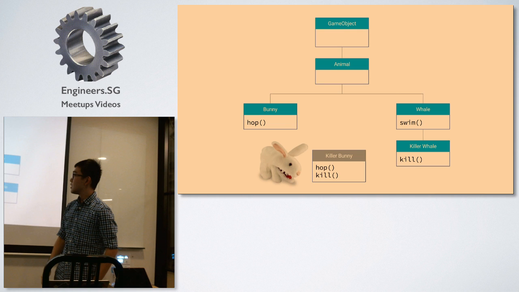First is the diamond problem. So we've seen a bit of this in the previous slide, but the idea is, let's say B and C override some method in class A. So these are classes. So B and C override some method in class A, and then D comes along, again the killer bunny perhaps, and inherits from both B and C. The question is which version of the overridden method does D inherit? The one that's overridden by B or the one that's overridden by C? It's not clear.